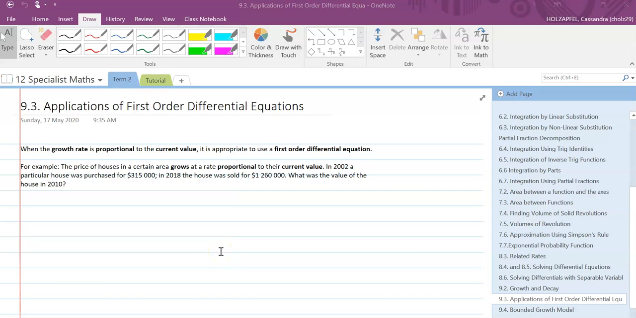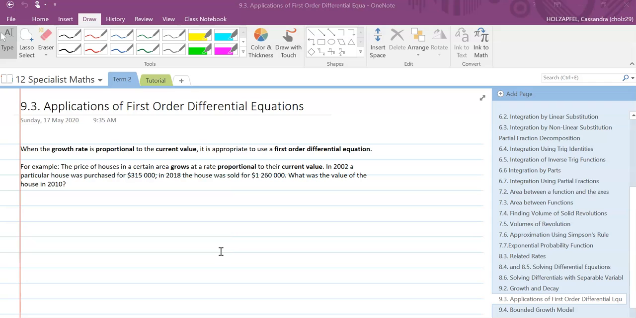Today we're going to be looking at some applications of first order differential equations. A first order differential equation is always useful when the growth rate is proportional to the current value. And it doesn't really matter what the topic is, only that this is the case.